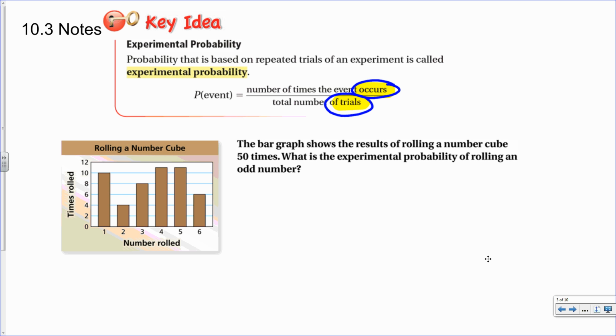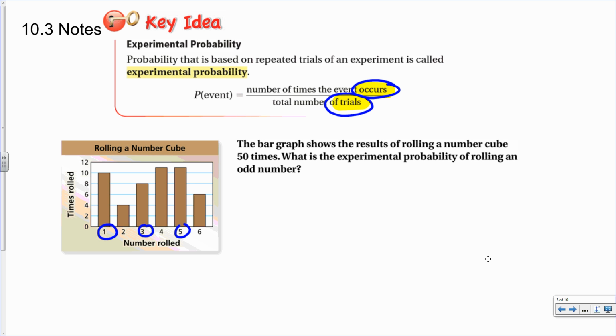So here we have an experiment. This bar graph shows the results of rolling a number cube 50 times. So this is what actually happened, not theoretically what should happen. So it says, what is the experimental probability of rolling an odd number? Well, our odd numbers are 1, 3, and 5.